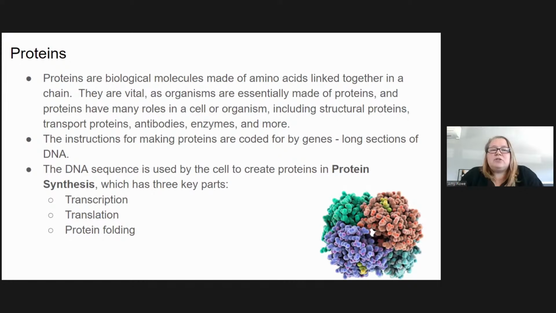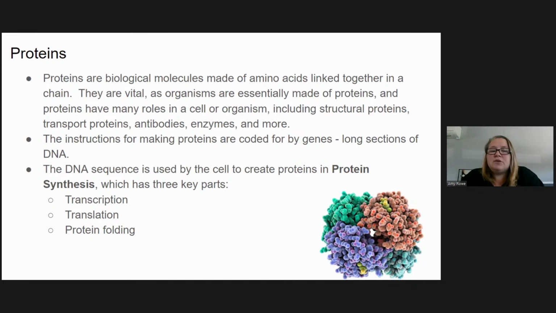The proteins, we know that they're biological molecules. They're made of amino acids linked together in a big long chain. They are the most vital molecule in biology. Organisms are basically made of proteins, and proteins have many roles in a cell or organism. These may be structural roles, there may be antibodies, enzymes for catalyzing reactions, transport proteins, receptors, lots and lots of functions for proteins. The instructions for the cell making the proteins are coded for by genes. And we know that genes are present on our chromosomes. They are sections of DNA that code for a protein.